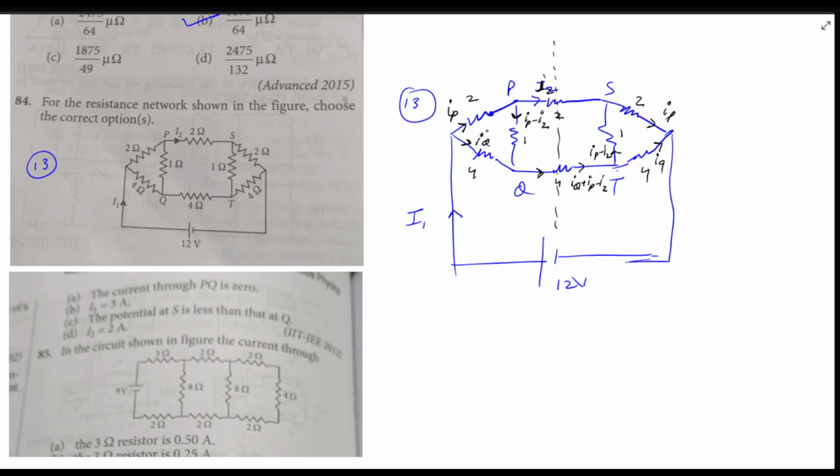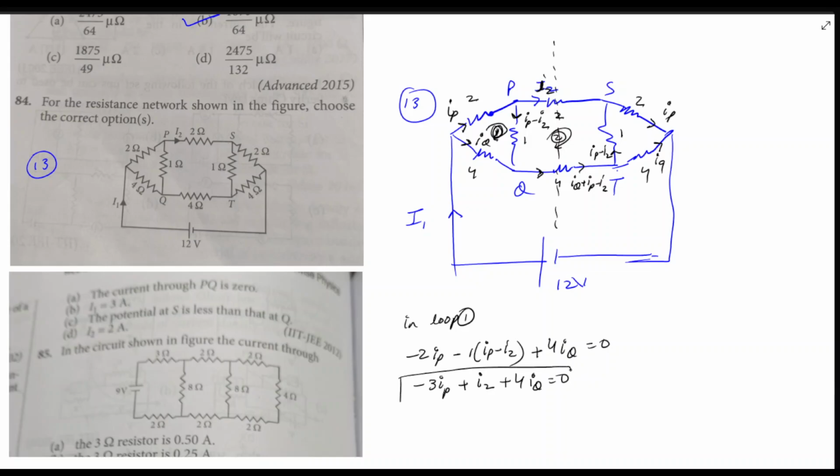Kirchhoff's loop law. So this is our first loop and this is our second loop. Let's go like this. So in loop 1, this is minus 2IP, and in the direction of current, potential will drop. So this will be minus 1 into (IP minus I2), and in this it will be plus 4IQ equals 0, right? So this will be minus 3IP, plus I2, plus 4IQ equals 0.